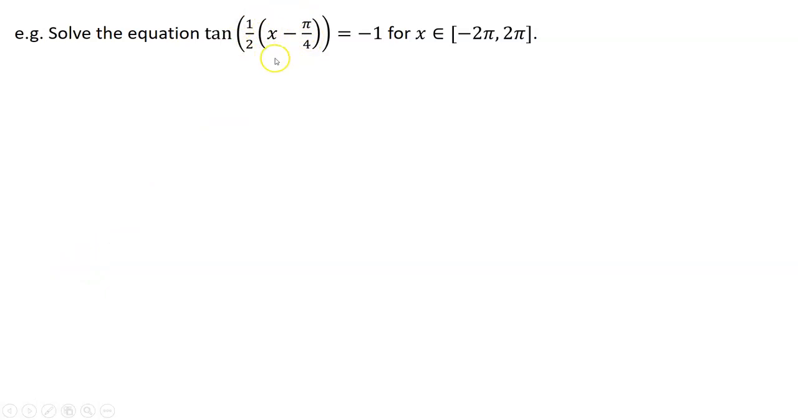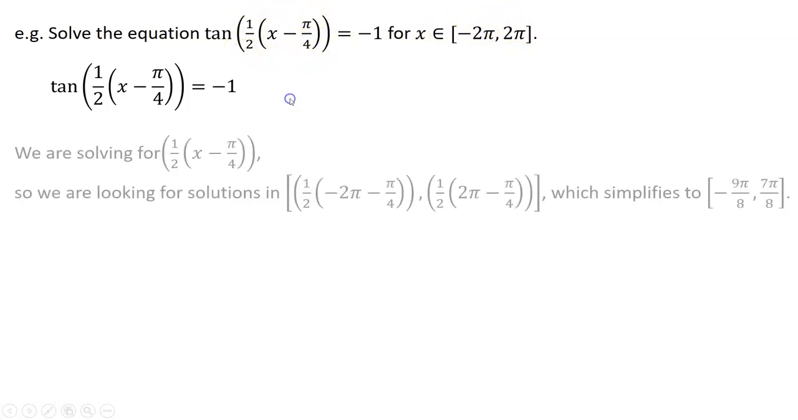This equation, I've got a couple of things happening to my x. So let's have a look at what we do here. Here's my solution. First step is going to be inverse tan of -1. I need to work out what interval I'm looking in though. Here, I'm between -2 pi and 2 pi inclusive. I need to substitute those into this whole statement here. So my new solutions are going to be then 1/2 times -2 pi minus pi on 4 and 1/2 times 2 pi minus pi on 4. These simplify to these values here. Note that they're inclusive.